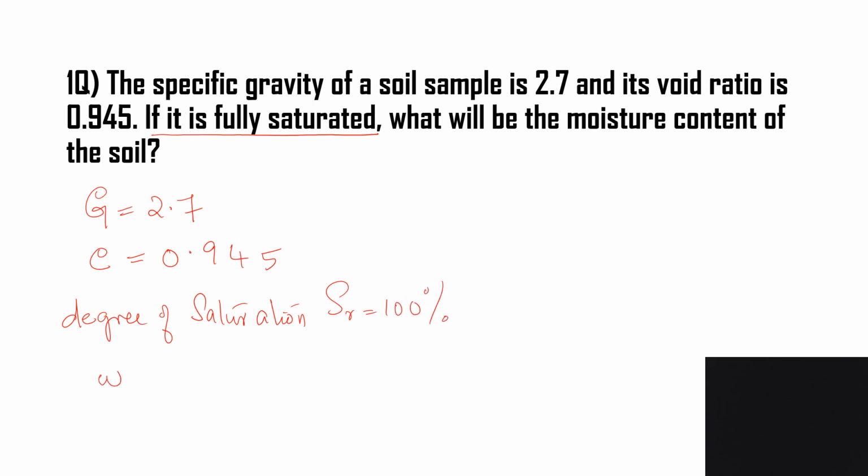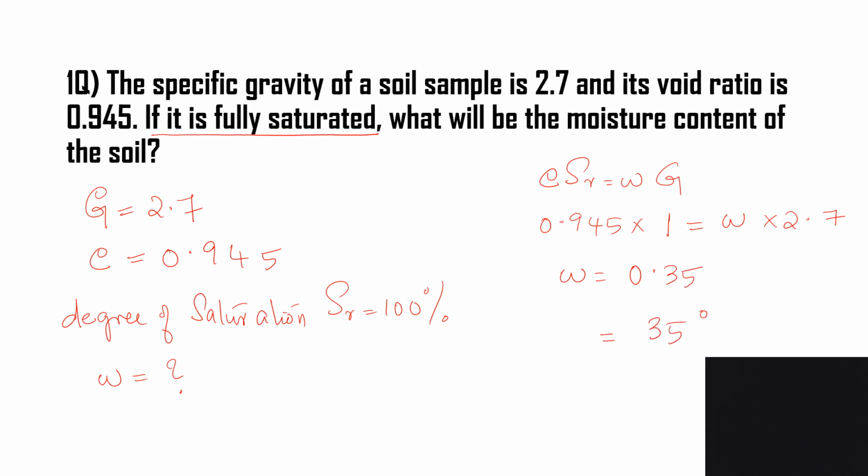They are asking about the moisture content or the water content. So we can use the relationship eSr = wG. e is 0.945, Sr is 100%, that is 1, so 0.945 = w x 2.7. Here we get w as 0.35, or we can represent it as a percentage, that is 35%. So water content or moisture content of the soil is 35%. Is it clear? Now we can move on to the second numerical.